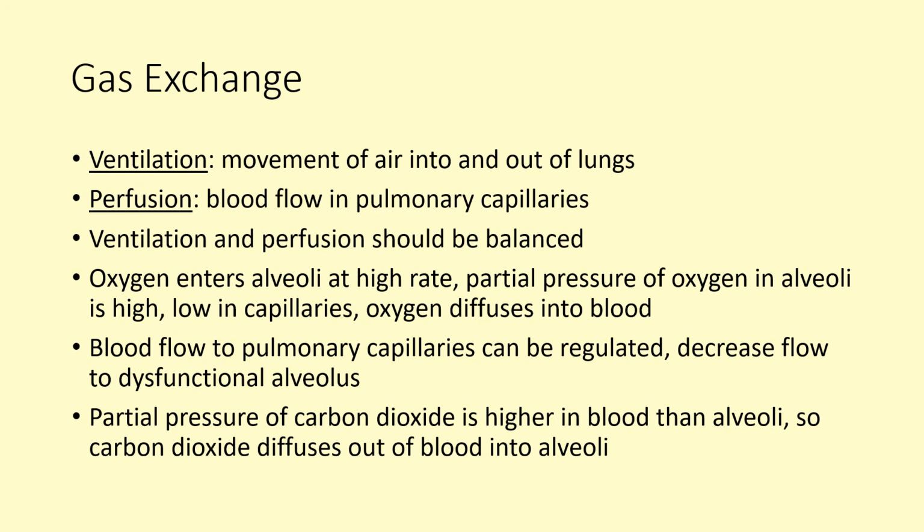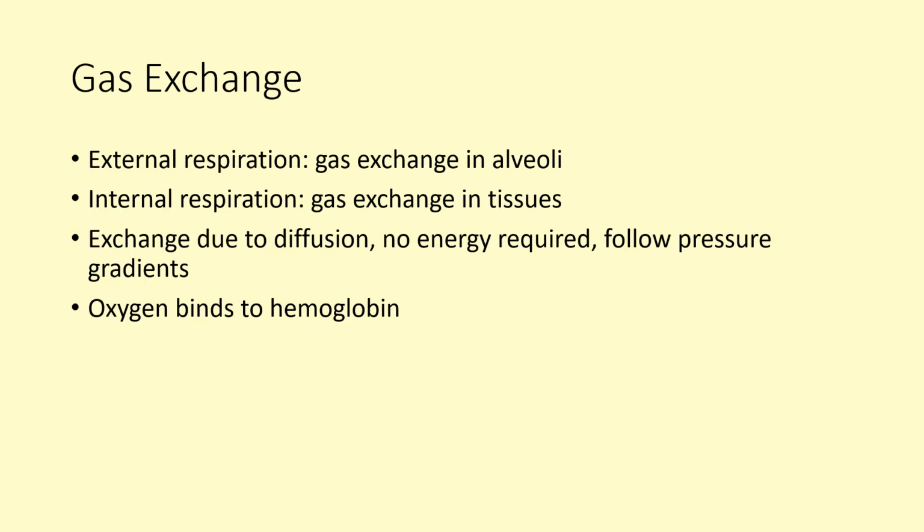Now, the partial pressure of carbon dioxide is higher in the blood than in the alveoli. So once again, carbon dioxide is going to follow that concentration gradient, that pressure gradient. And so if it's high in the blood and the pressure is low in the alveoli for carbon dioxide, then the carbon dioxide flows out of the blood and into the alveoli, so then you can exhale it. So oxygen and carbon dioxide are going in opposite directions.